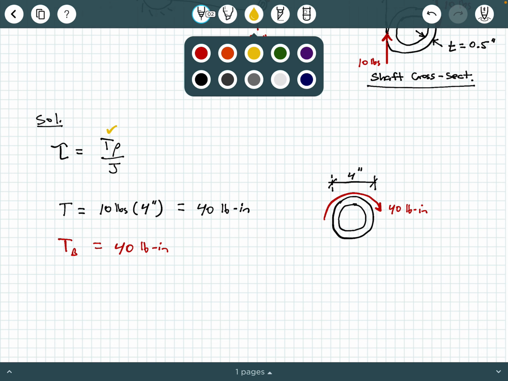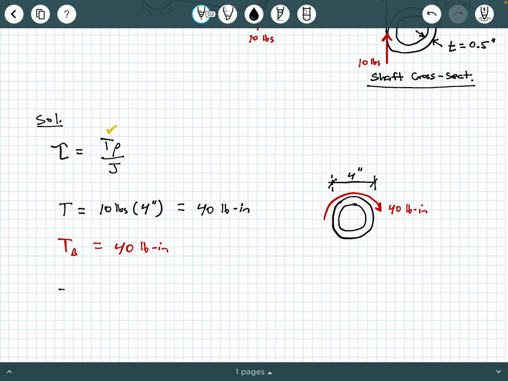Let's go ahead and calculate the polar moment of inertia, J. Now remember, this is for the entire cross section, and we have an annulus. We have a ring here, right? It's a hollow section.